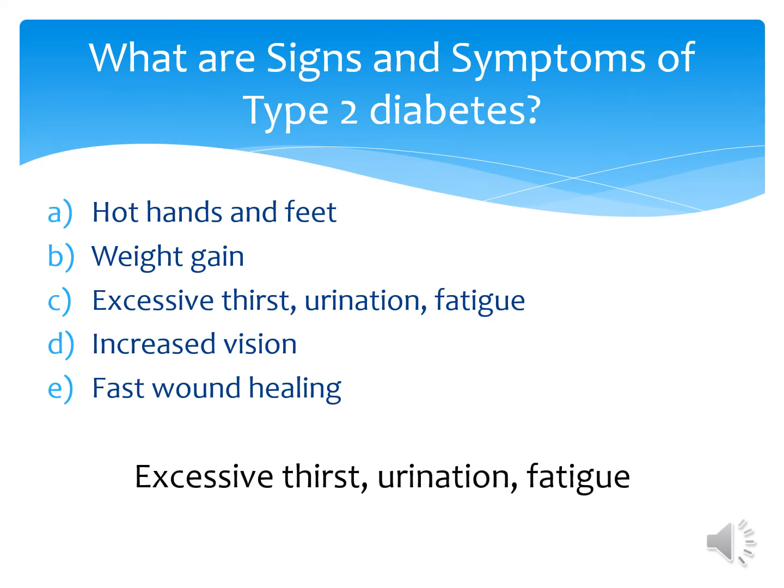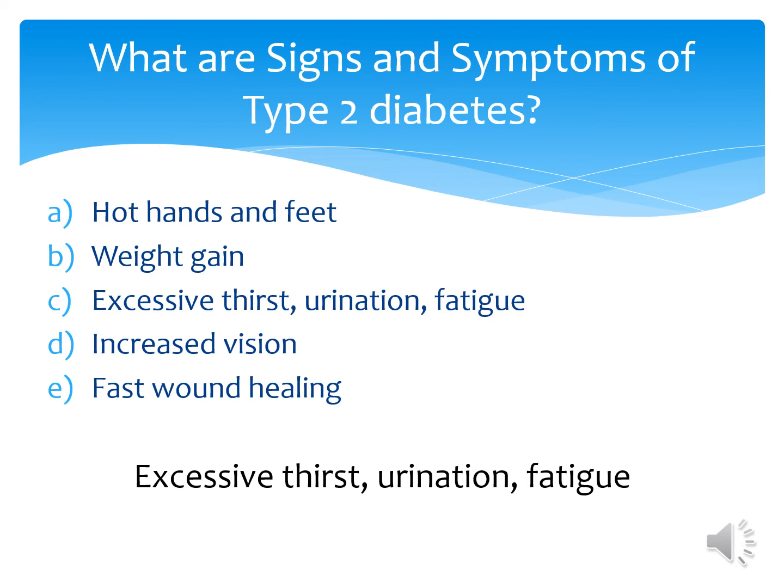Here we go, question number 6. What are signs and symptoms of type 2 diabetes? A, hot hands and feet. B, weight gain. C, excessive thirst, urination, fatigue. D, increased vision. E, fast wound healing. That would be cool, increased vision, have some laser vision. All right, the answer is C, excessive thirst, urination, and fatigue.